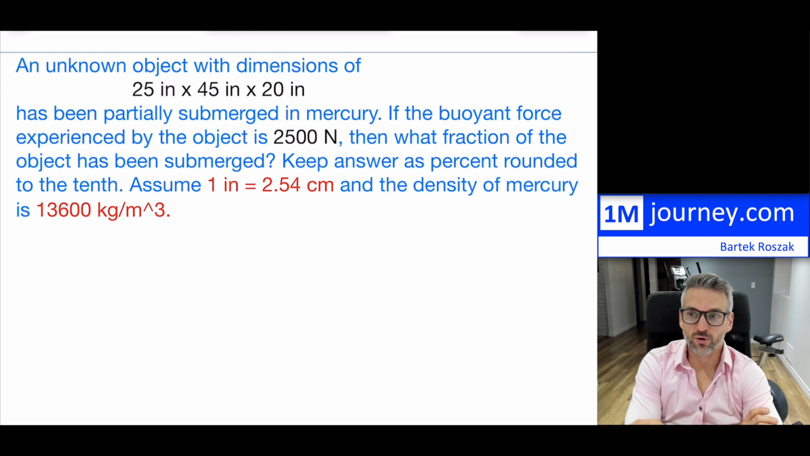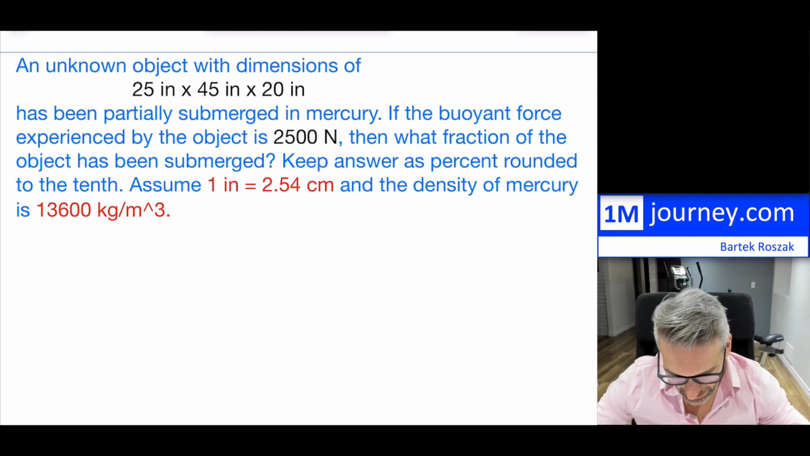Now, if the buoyant force experienced by the object is 2,500 newtons, so that's a lot of force, then what fraction of the object has been submerged? Notice it actually says what fraction, so you haven't even submerged the whole thing. Keep the answer as a percent, rounded to the tenth. Assume that 1 inch is 2.54 centimeters, and the density of mercury is 13,600 kilograms per meter cubed. So that's going to be our assumption. Indeed, mercury is relatively dense. All right, let's dive in.